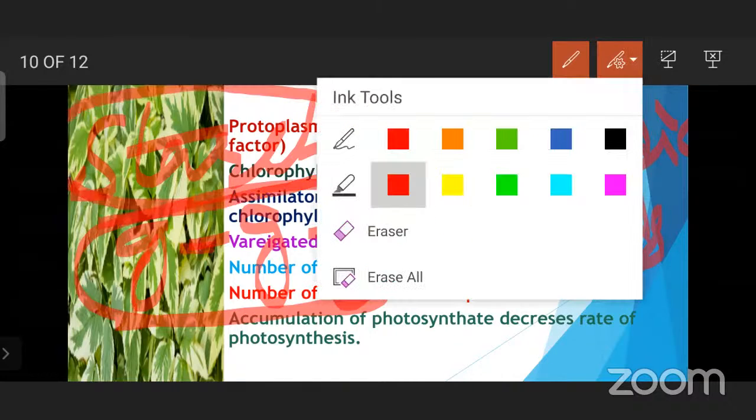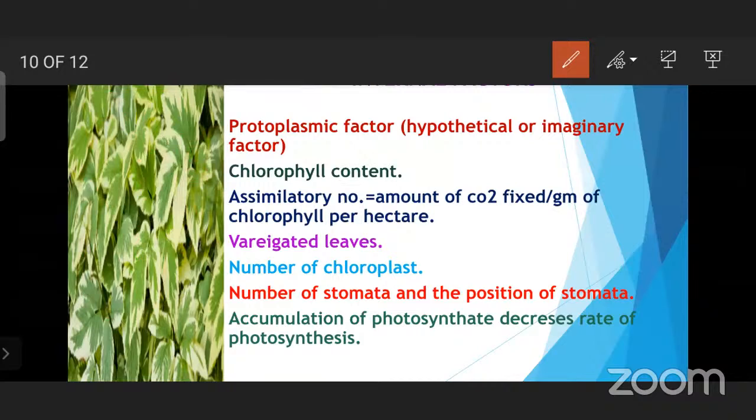So this is very important. The accumulation of photosynthate decreases the rate of photosynthesis. That's why immediately the translocation of the photosynthate has to take place.